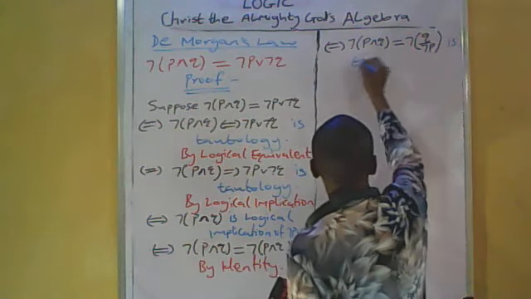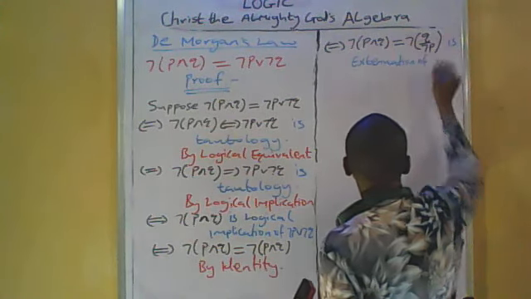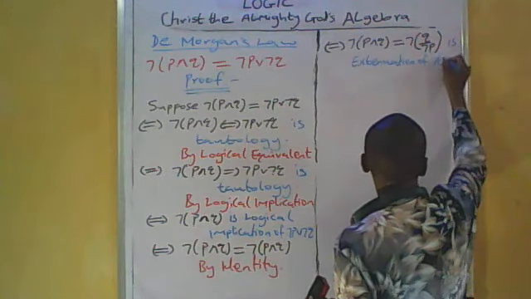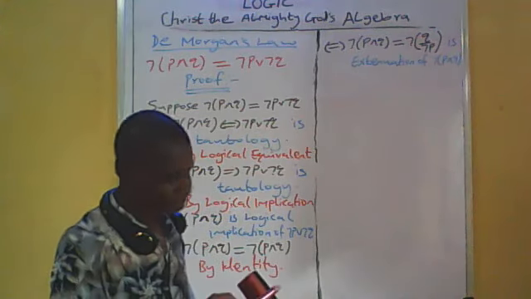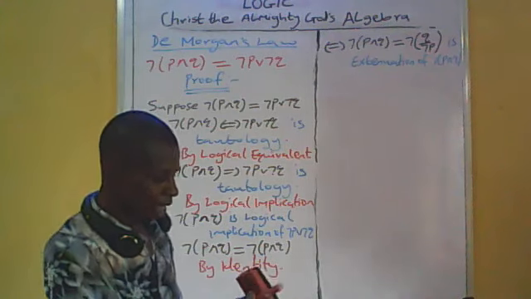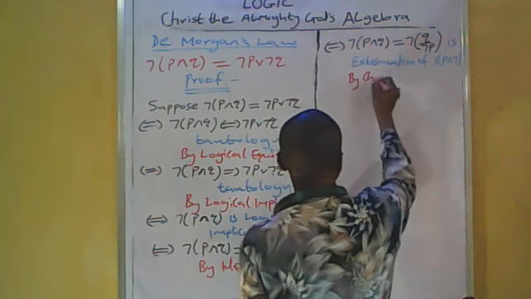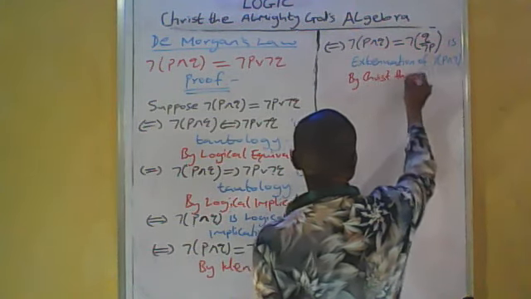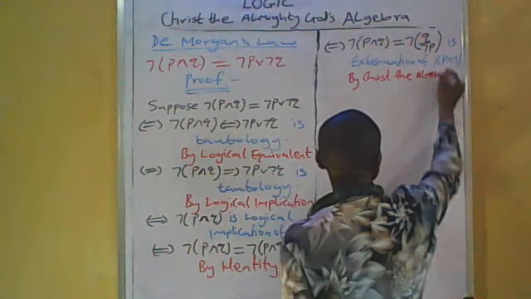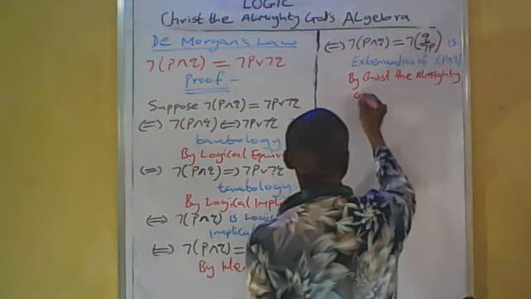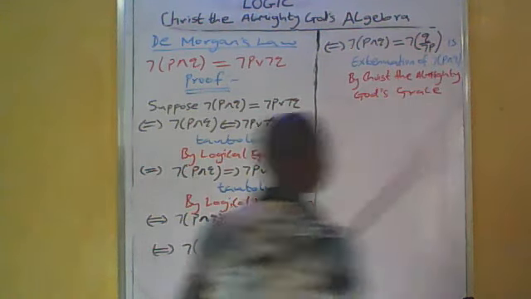Is an extenuation of not bracket P and Q, being justified by Christ the Almighty God's grace.